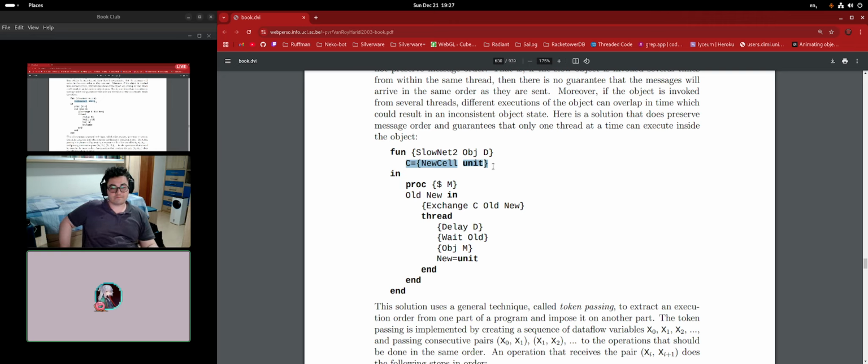Basically, what exchange does in this case is it's going to bind the previous value of the cell to the old variable. So old now is bound, unified with the previous content of the cell, and then the variable new becomes the new content, but it remains unbound. Wait, but what are you doing with new? Why is new in this exchange call? Because the point is that now the cell has an unbound variable inside of it.